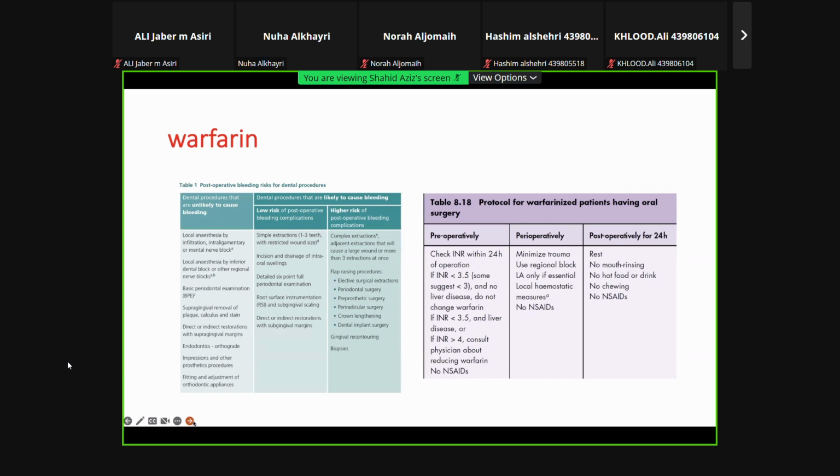Perioperatively, minimize the trauma as much as possible. Use a regional block local anesthetic only if it is essential, and ensure local hemostatic procedures with no NSAIDs. Post-operatively, for at least 24 hours, give them rest. Tell them that they should not do any mouth rinsing. Do not take any hot food or hot drink. No chewing, no hard food, and no non-steroidal anti-inflammatory drugs. These are very important things that you have to keep in mind when you are dealing with patients who are on this drug, which is a commonly used anticoagulant.